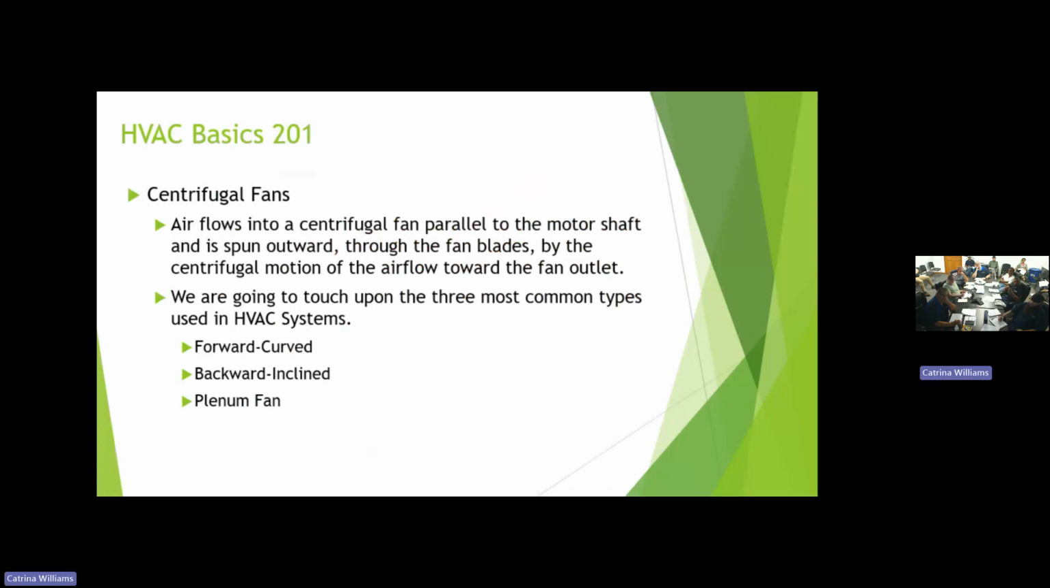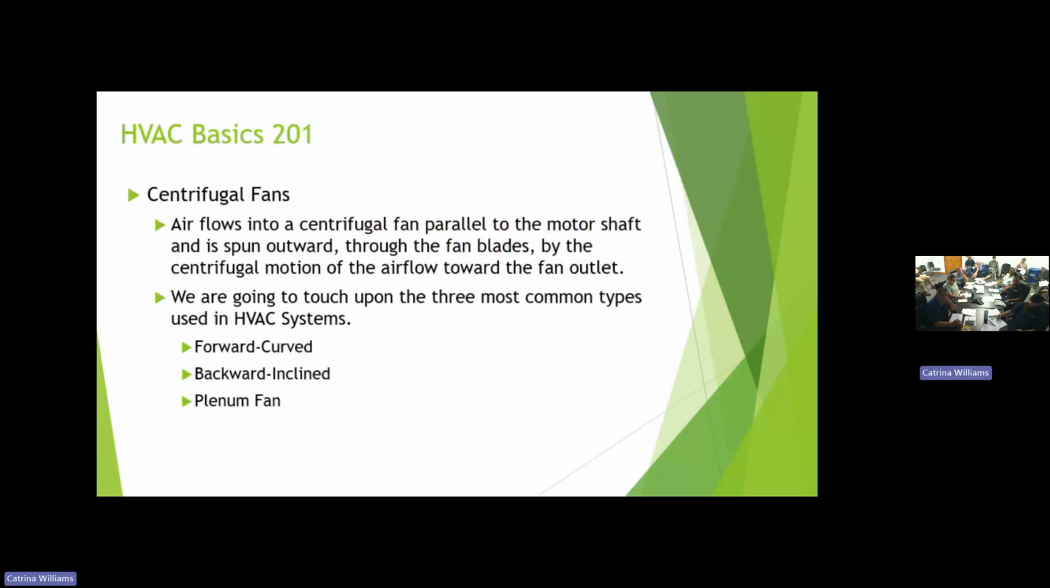Backward inclined, the blade runs backwards, counterintuitive. The blade, instead of slapping the air going like this, is rotating like this. But you get higher efficiency out of them. You also get more noise because they run about twice as fast as a normal fan does. But they are very good when you start getting into higher static pressures, whether it's filters or whatever you might have, but you have to put up with that pressure. A lot of ductwork, for example.